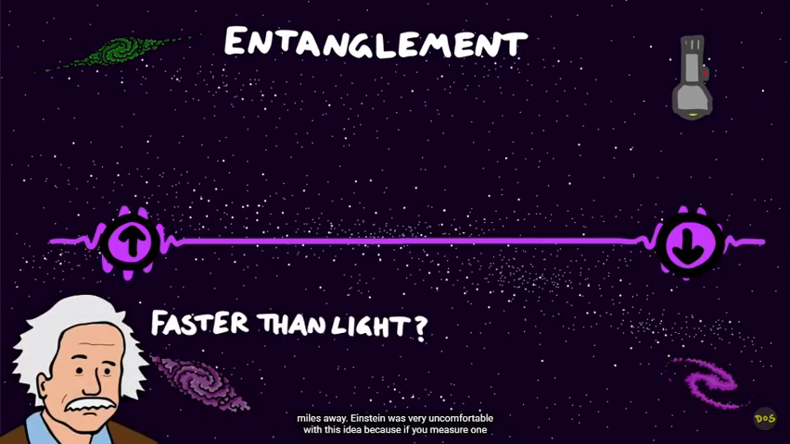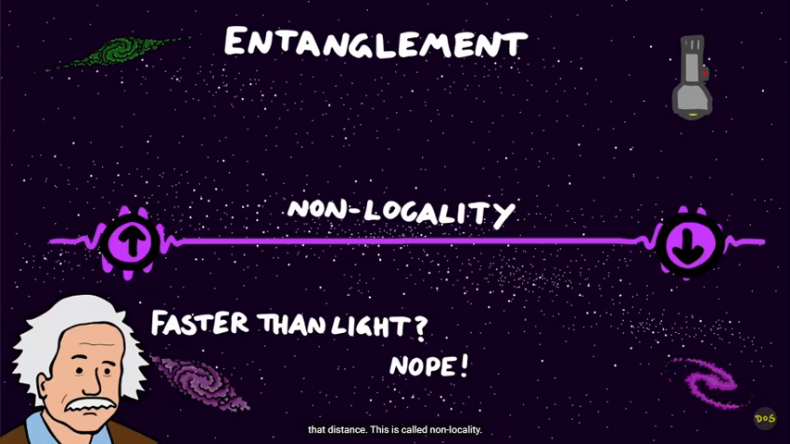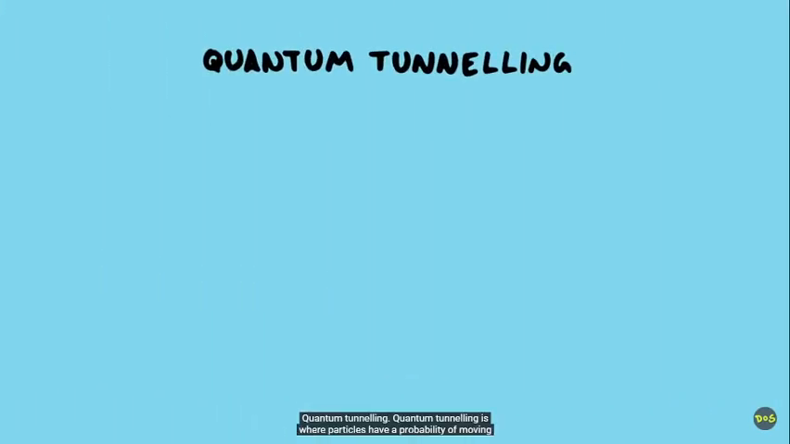Einstein was very uncomfortable with this idea because if you measure one of the particles here, you instantaneously know what the other will be, even if it's billions of miles away. And that's got a sort of whiff of faster-than-light communication, which is not allowed by the theory of relativity. But it turns out you can't actually use this to communicate information, because the measurements give you random results. But the fact that they are correlated means that somehow there is a link that stretches over that distance. This is called non-locality.